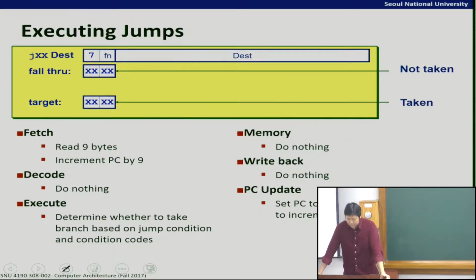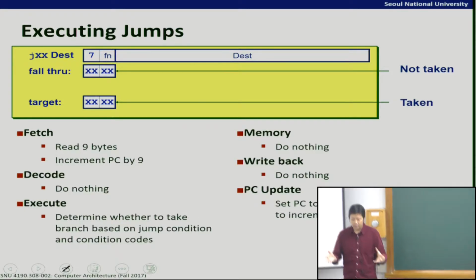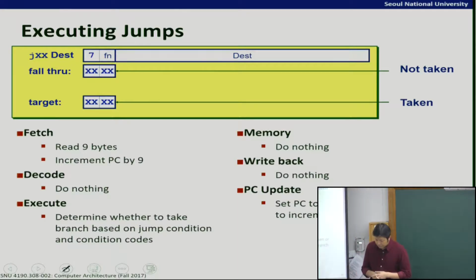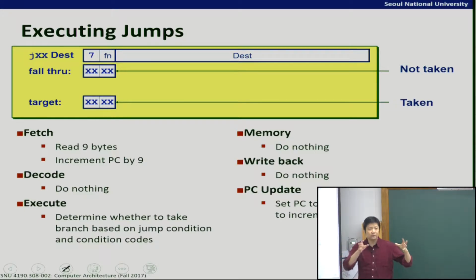All right, so let's do a few more things. How can we implement jump? We do the same exercise for this instruction. At a high level, we can break down the jump instruction into the following steps. First, in the fetch stage, we read 9 bytes, because the jump instruction consists of an opcode plus an 8-byte target address. So it's a 9-byte instruction, and we increment the PC by 9.